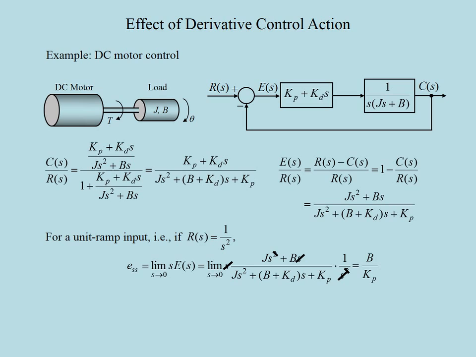But more important than this, we note that the steady-state error is independent of Kd, the magnitude of the derivative action. So, as we said earlier, the derivative action cannot affect the steady-state error. On the other hand, by inspecting the denominator polynomial of the closed-loop transfer function, we can obtain the damping ratio zeta as (B plus Kd) divided by 2 times the square root of Kp times J. This, in turn, confirms once more that the effect of the derivative action is to increase the damping ratio.